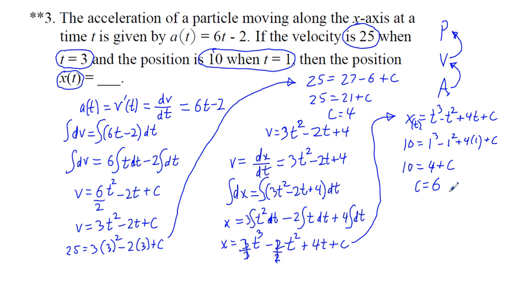So plugging that in to our general solution here, we get x of t is equal to t cubed minus t squared plus 4t plus 6. And that's going to be it. So I'll just write it up here: t cubed minus t squared plus 4t plus 6. And unless we had these specific values for velocity and position, we couldn't have gotten the particular solutions in each of those cases.